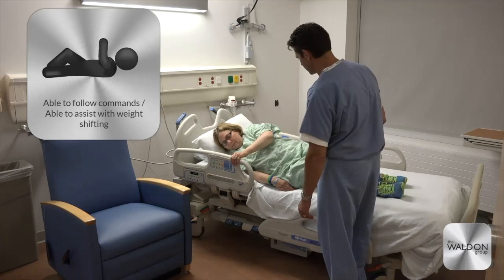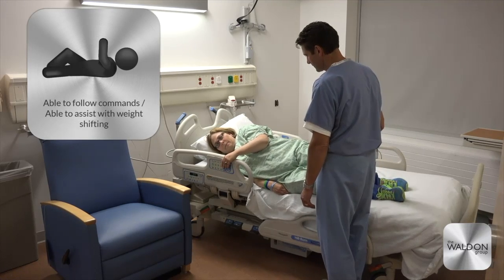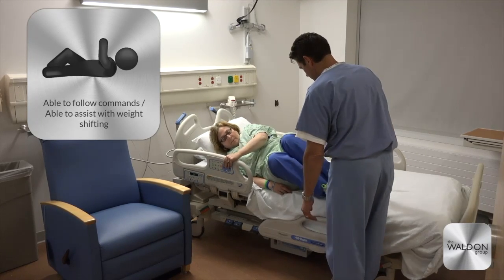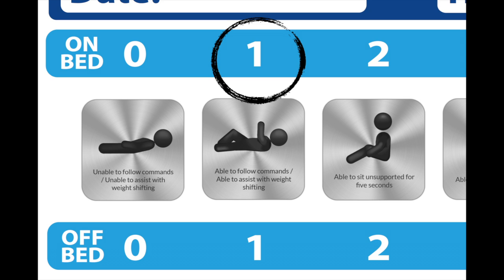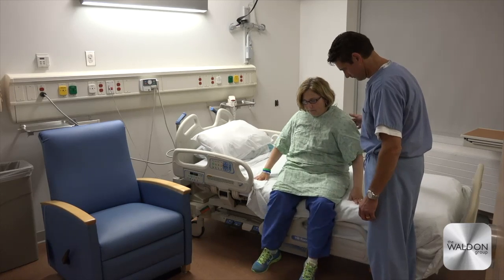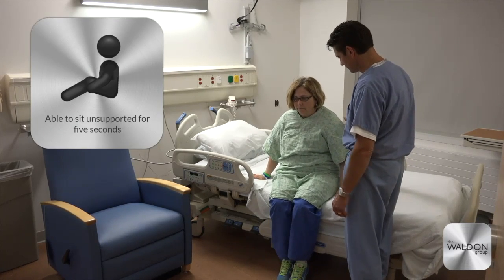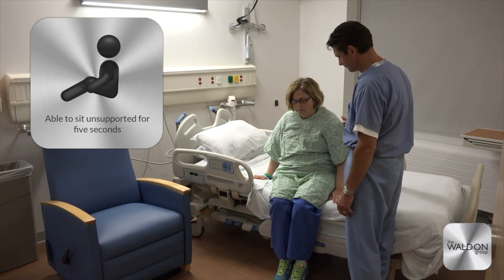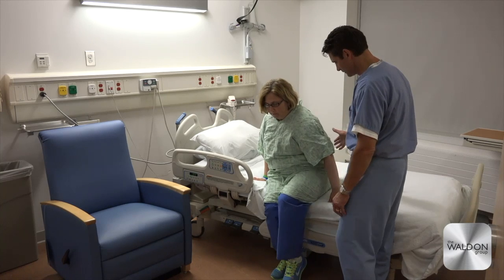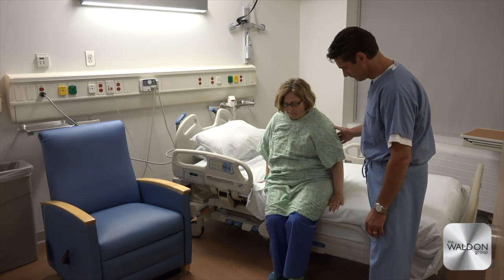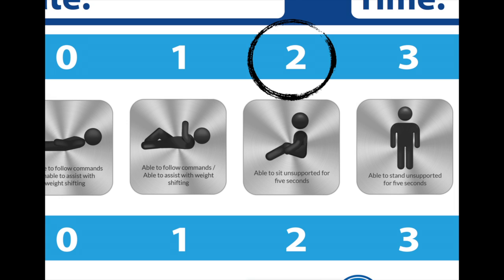Is the patient able to comprehend and cooperate? Is the patient able to assist with weight shifting on the bed? If the patient is able to pass these mobilization challenges, the patient is scored a 1 on the bedside communication tool. Next, the patient is challenged to sit on the side of the bed, unsupported, for approximately 5 seconds. If the patient is not able to sit unsupported for 5 seconds, the patient will remain a 1. If the patient passes the sitting challenge, she will be scored a 2.